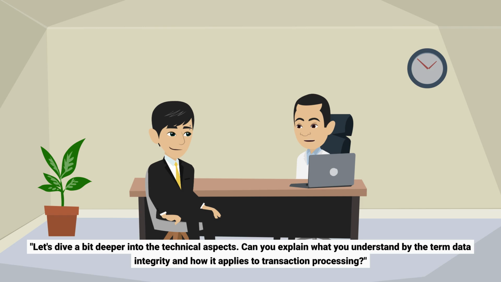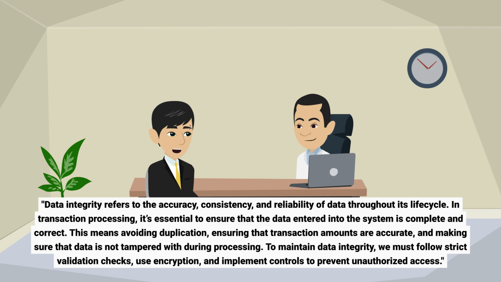Let's dive a bit deeper into the technical aspects. Can you explain what you understand by the term data integrity and how it applies to transaction processing? Data integrity refers to the accuracy, consistency, and reliability of data throughout its life cycle. In transaction processing, it's essential to ensure that the data entered into the system is complete and correct.